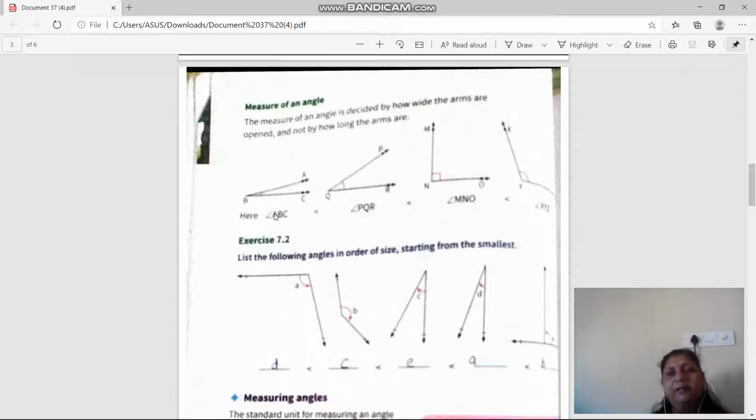Then which is greater than ABC? PQR. Now which is the next? MNO. Then next, XYZ. Understand everyone? We have not measured the angles. By mere observation, we have seen which angle is greater and which angle is smaller. Okay, next.